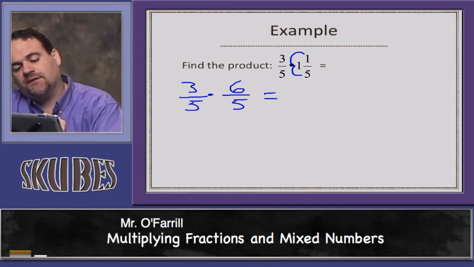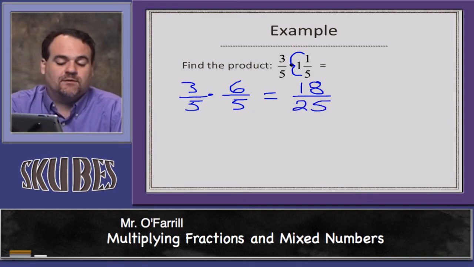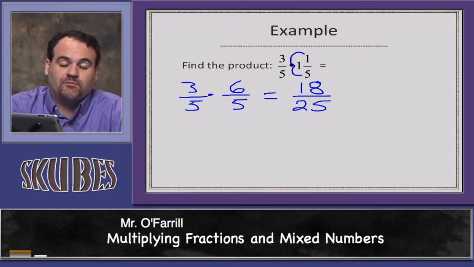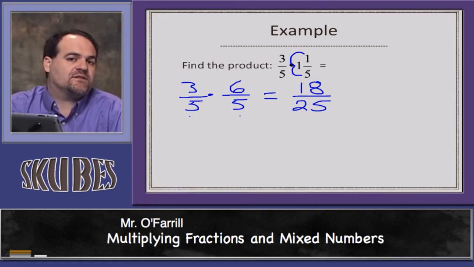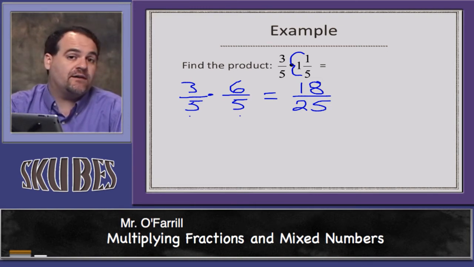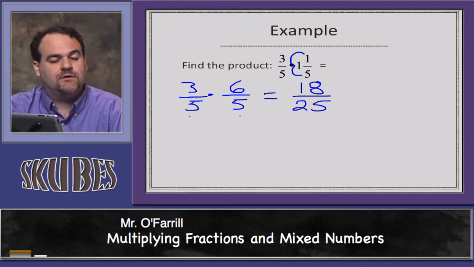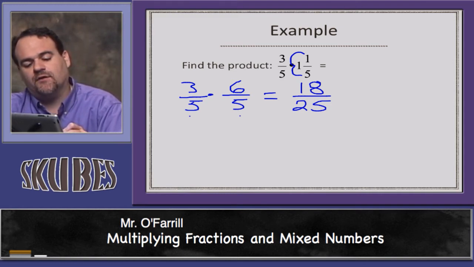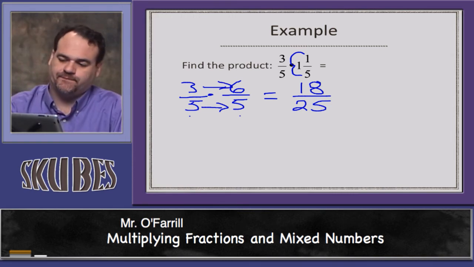3 times 6 is 18. 5 times 5 is 25. Positive times positive, the answer is still positive. Now I want you to be careful here. We had the same denominator, and what some people will do is think, oh, it's like addition, we keep the denominator the same. No, multiplication, just multiply straight across. 5 times 5, 3 times 6.